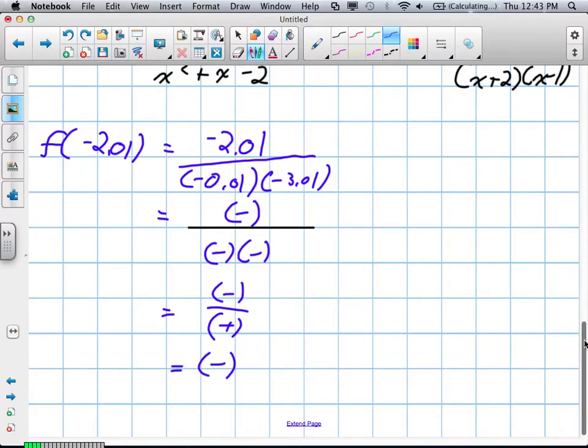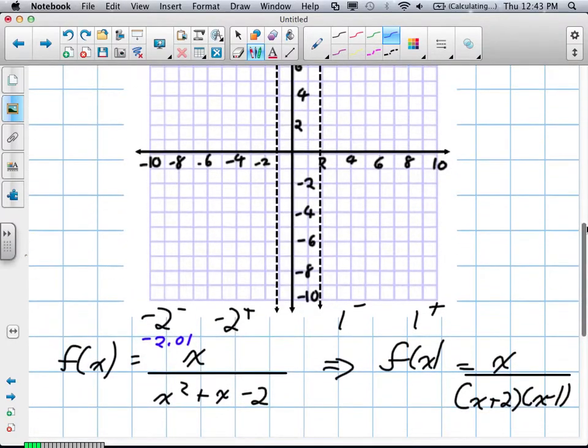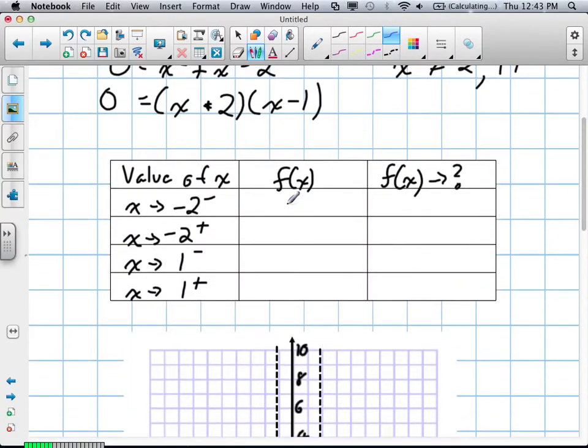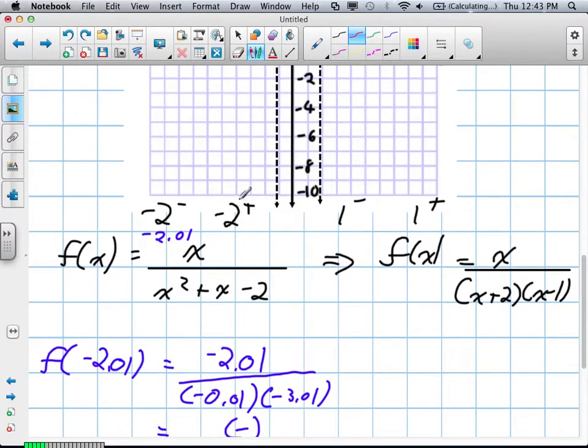So, approaching negative 2 from the left, here our function is negative. f of x is approaching what? Negative infinity. Okay? Let's do that same idea, approaching it from the right. So approaching negative 2 from the right, where we're looking at a value like negative 1.99. That's very close to negative 2, but coming at it from the right. So let's talk about f at negative 1.99.